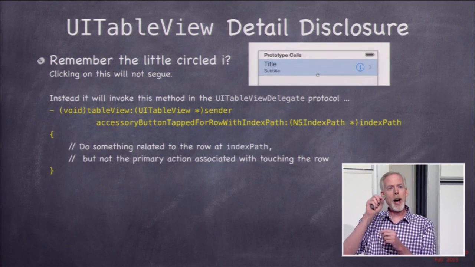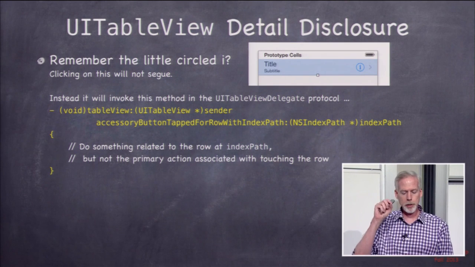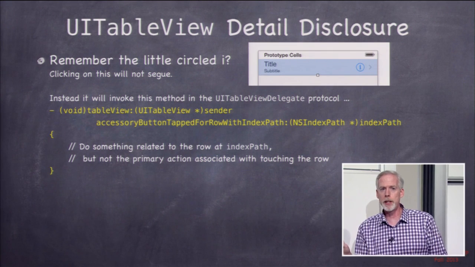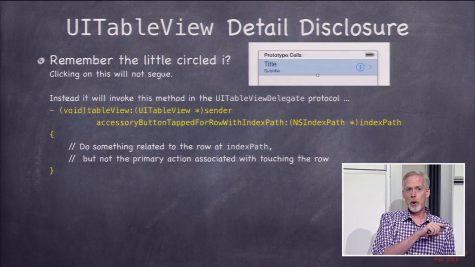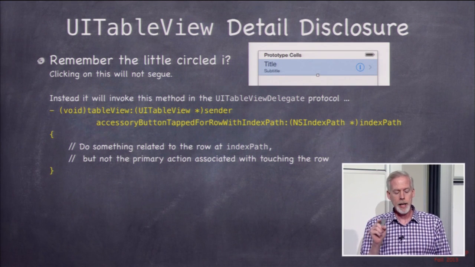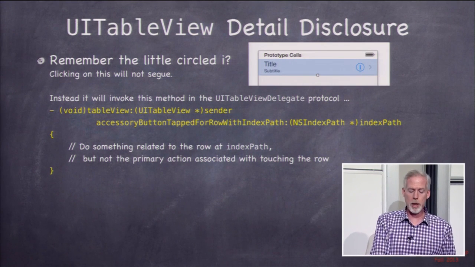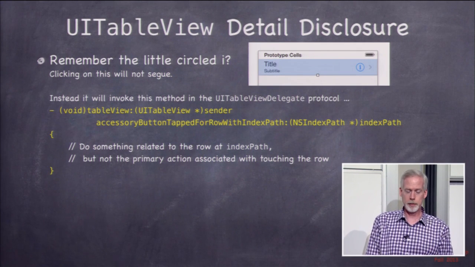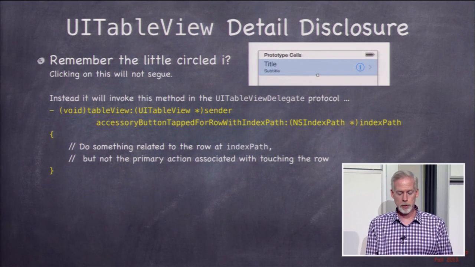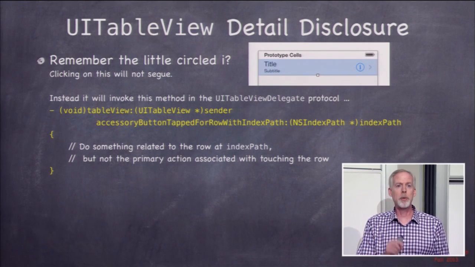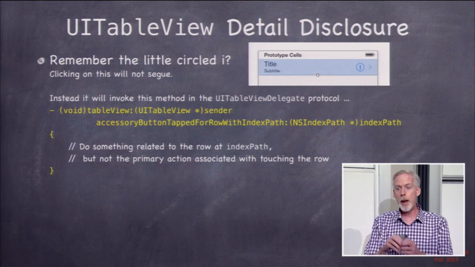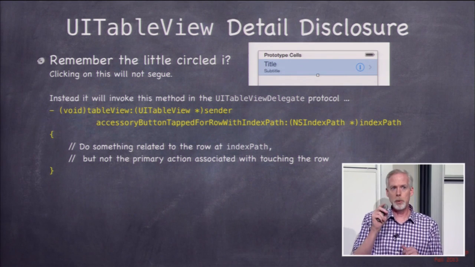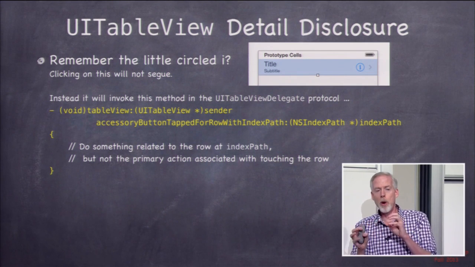Remember that little circled i that I showed you earlier, that special detail disclosure thing? When you tap on it, it won't do what the row normally does. If you tap somewhere else in the row, it will do its normal thing. But if you tap on the little i, instead it will call this method in the UITableViewDelegate protocol, called tableView:accessoryButtonTappedForRowWithIndexPath:. It does exactly what you might think. It tells you the index path of the little circle that was pressed. So this is usually where you would provide some ancillary information. You wouldn't do the main thing that the row does. You would go do something related to what's in that row, but different.